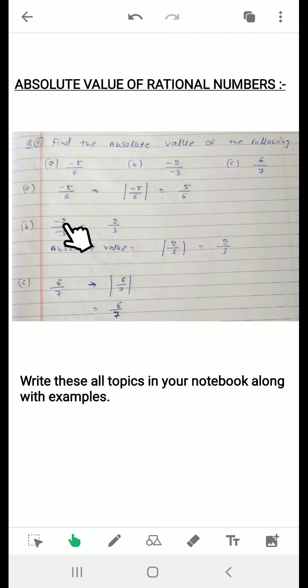And here minus 2 upon minus 3. As I explained, if both numerator and denominator are negative, then this will be a positive rational number. So I can write minus 2 upon minus 3 is equal to 2 upon 3, and the absolute value of 2 upon 3, as it is a positive number, will remain positive only. Similarly for 6 upon 7 also you can see. Write all these topics in your notebook along with examples.